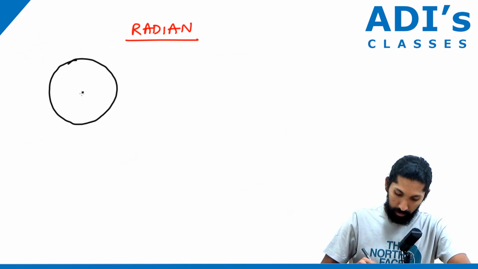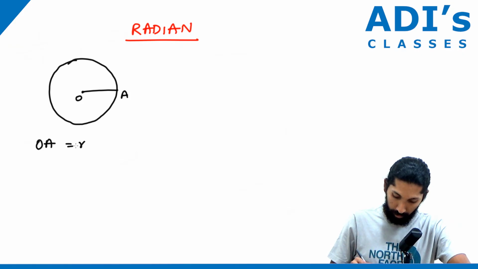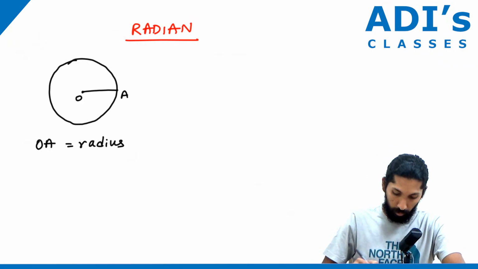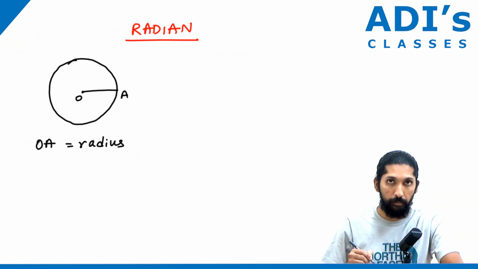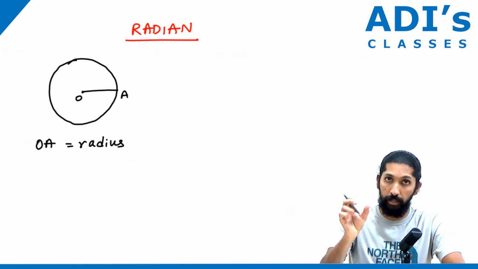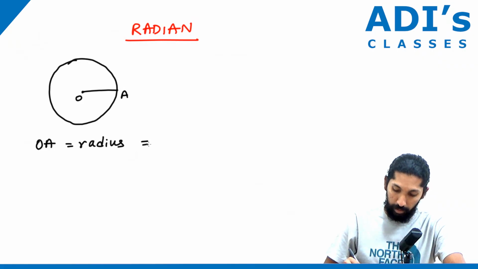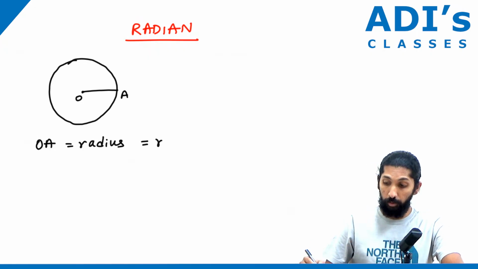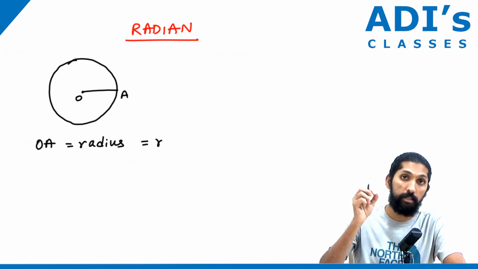Now, from the center, say this is O, say this is A. OA is the radius, correct? So say OA is the radius of the circle. From O to A, A is a point on the circumference. Whatever the length of the radius might be, we generally take the radius to be r, correct? Whatever that length is, from point A on the circumference of the circle, mark the same length.